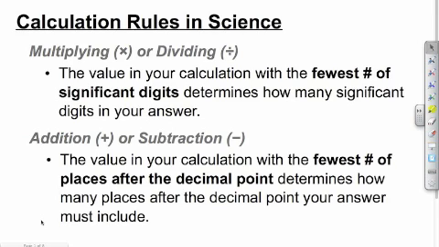When you make a calculation in this class, I want you to consider two rules. When you're making a calculation, you're either going to be multiplying or dividing or doing some type of an addition or subtraction most of the time. And there are two rules to go with each situation. If you're multiplying and dividing, the value in your calculation with the fewest number of significant digits determines how many significant digits are in your answer. And if you're adding and subtracting numbers, the value in your calculation with the fewest number of places after the decimal point determines how many places after the decimal point your answer must include. Now I'm going to give you plenty of examples to show you how this is done, but these are the two rules for calculation.